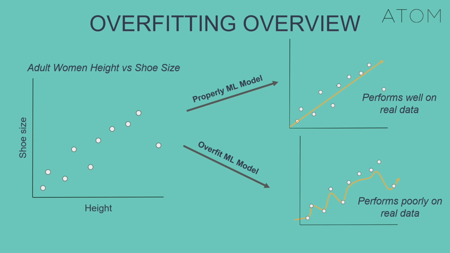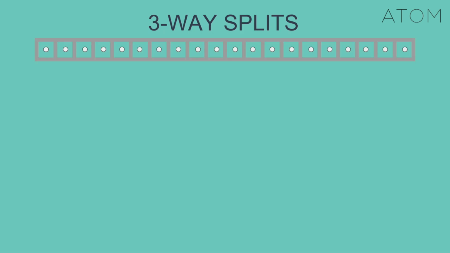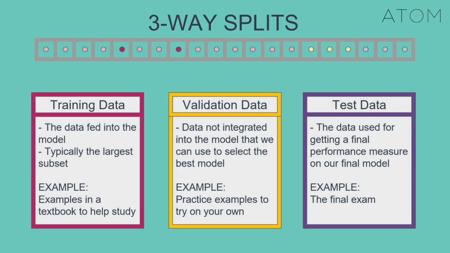There are two popular methods that AMPL supports to combat this overfitting: three-way splits and k-fold cross-validation. Today we're just going to be talking about the three-way split method. In a three-way split, we will take the data that we curated in tutorial 1 and split it into three subsets: training data, validation data, and test data.